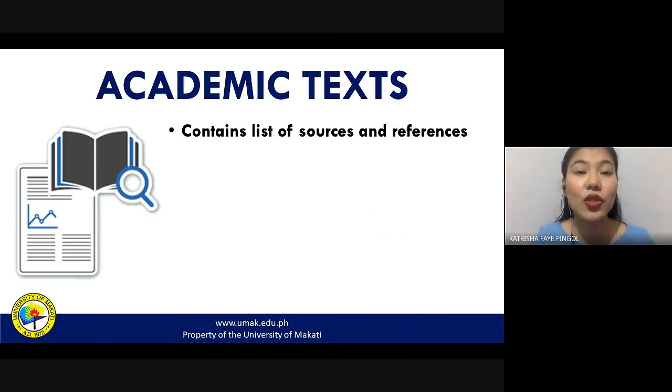Academic texts also contain lists of sources and references. All right, so what do we mean by that? Every piece of information that is presented in a particular academic text has to be backed up, or supported, by other references. Okay, it has to be validated by other sources. It has to be validated by other references. And more often than not, when you form academic texts, you refer to other sources as well.